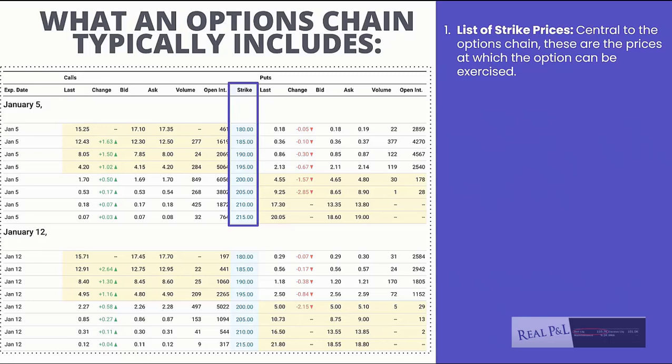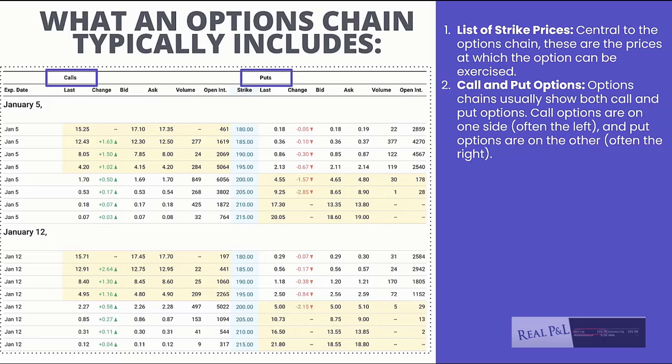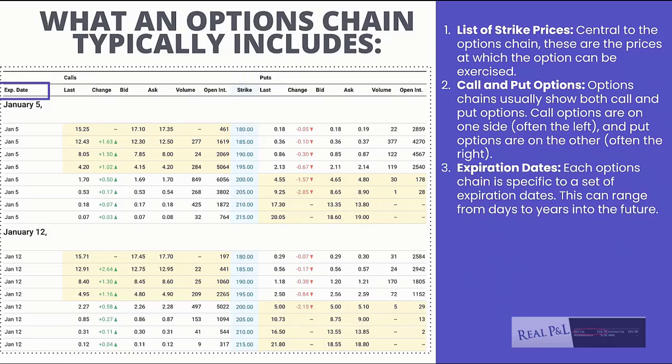This is the list of strike prices. It's central in the options chain, and these are the prices at which the option can be exercised. Call and put options: options chains usually show both. Call options are on one side, typically on the left, and put options are on the other side, typically on the right. Expiration dates: each options chain is a specific set of expiration dates. You can see it in the upper left corner, and this can range from days to years into the future.